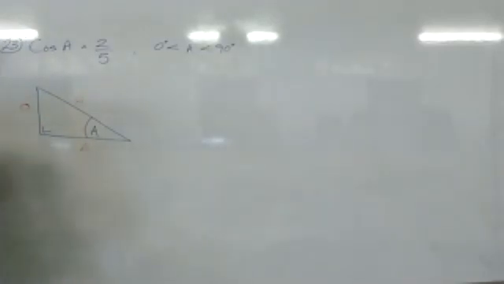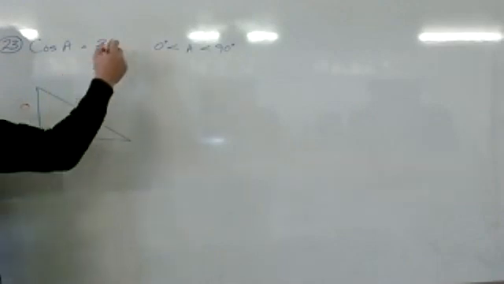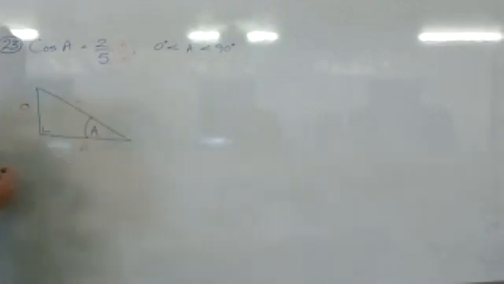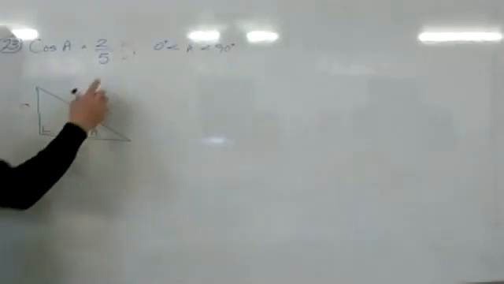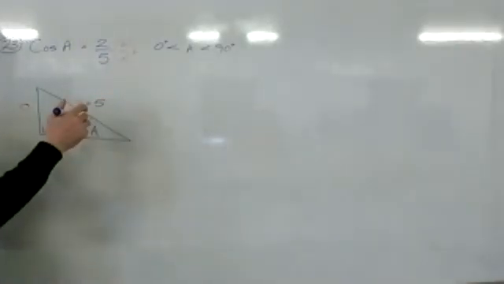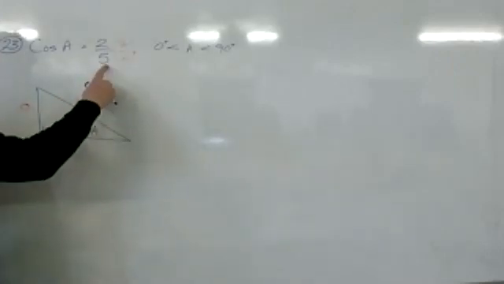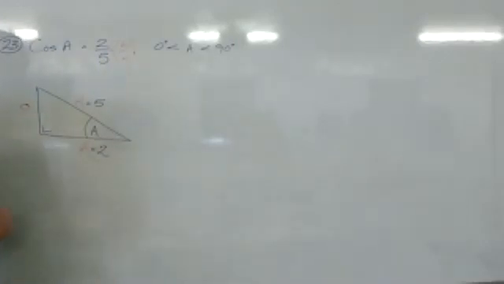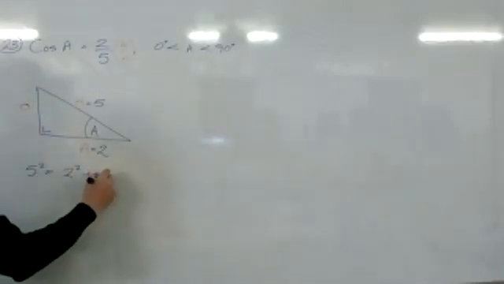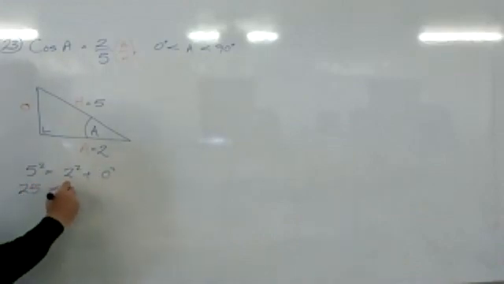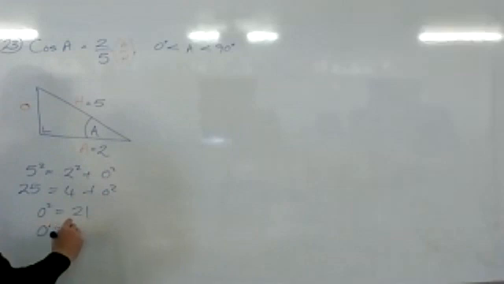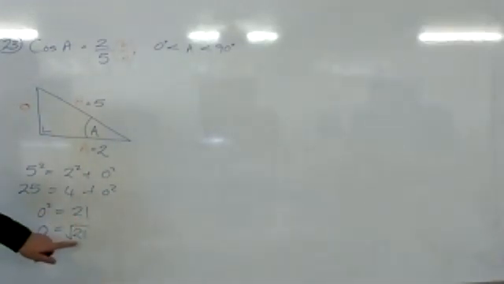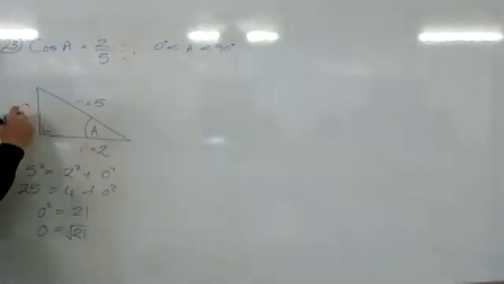Now, sin A is opposite over hypotenuse, and cos A is adjacent over hypotenuse. So with Pythagoras theorem, the hypotenuse squared equals the adjacent squared plus the opposite squared. So the opposite squared equals the hypotenuse squared minus the adjacent squared, and the opposite is the square root of that.